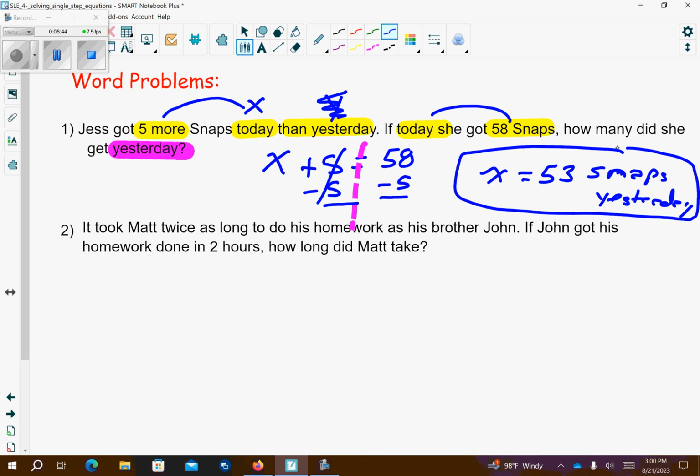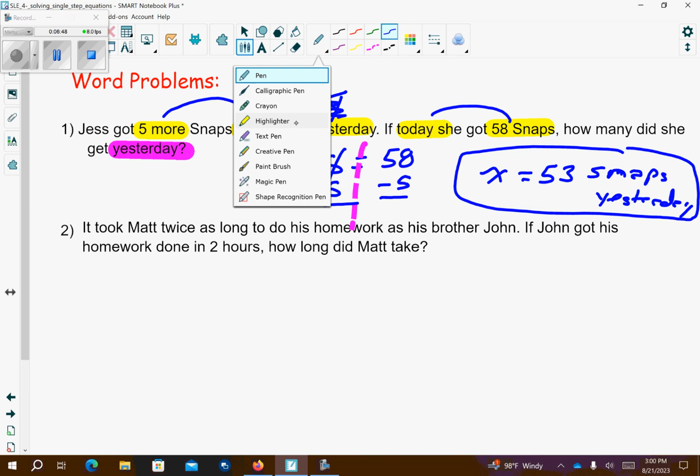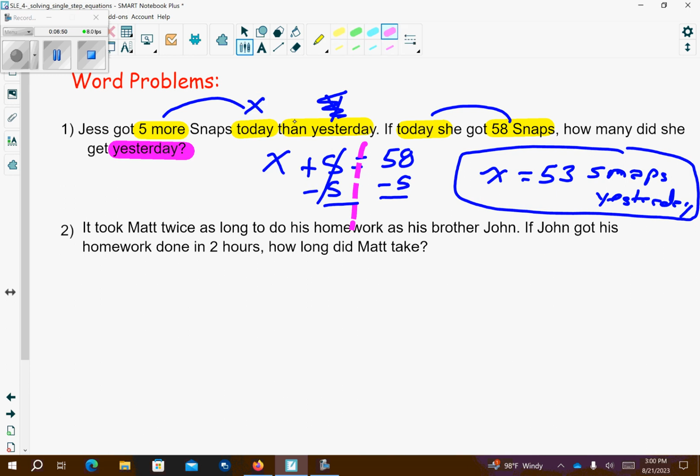And again, the highlighting portion is important. And realize I'm happy to read any of them aloud to you. Problem number 2. It said it took Matt twice as long to do his homework as his brother John. If John got his homework done in 2 hours, how long did it take Matt?